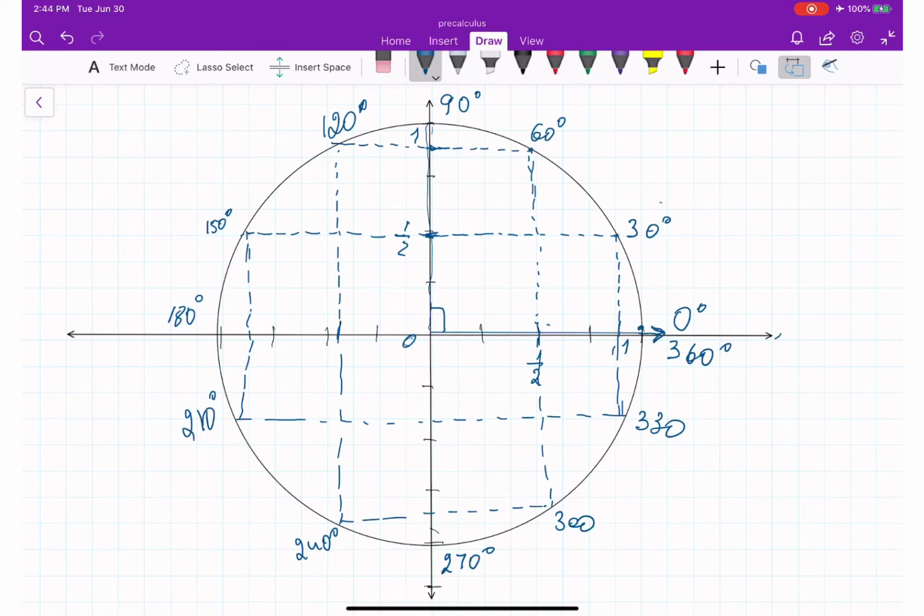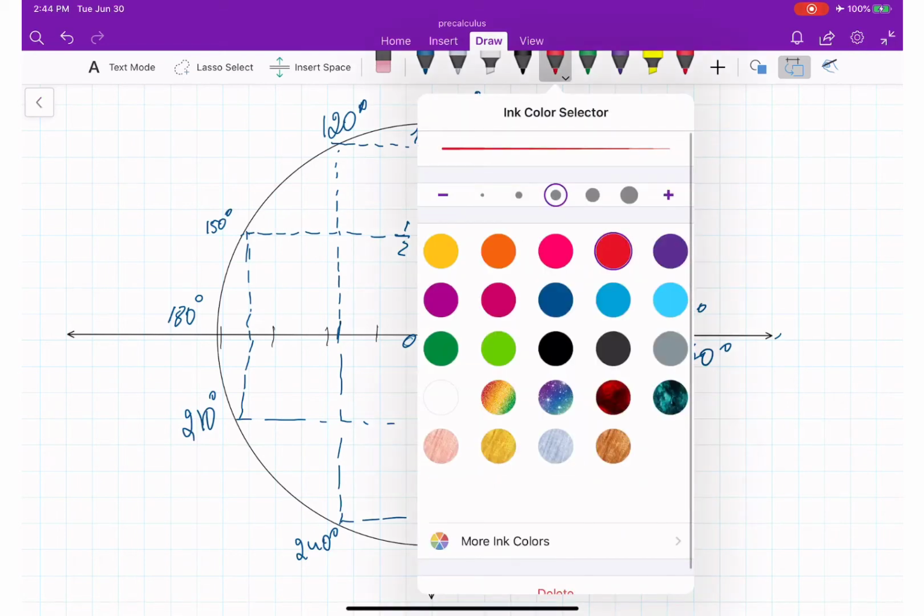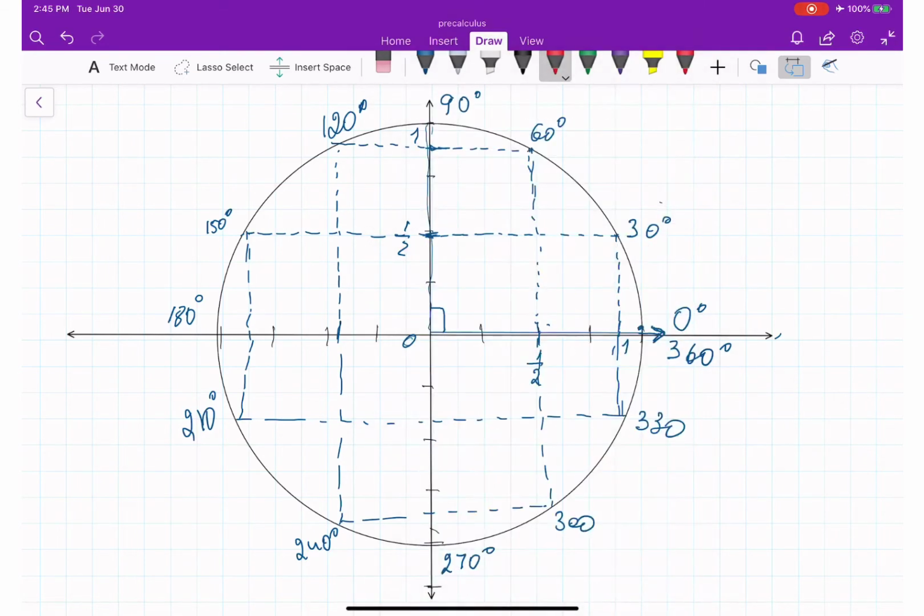Okay, and we can also take 45 degrees. 45 degrees is right in the middle between 0 and 90, right? It goes right in the middle. So if I split this 90 degrees in the middle, this point will be 45 degrees.